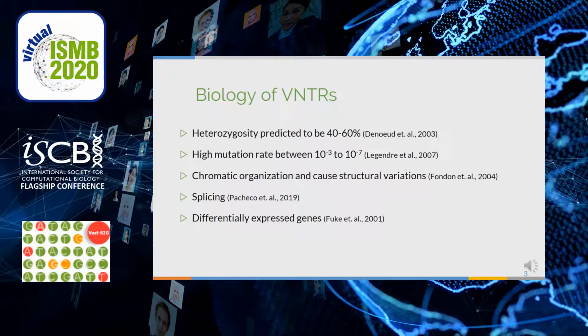VNTRs are predicted to have heterozygosity between 40 to 60%. They have a high mutation rate, between 10 to the minus 3 and 10 to the minus 7. As a reference, the mutation rate of SNPs is 10 to the minus 9. It has been shown in the literature that they can affect chromatin organization and cause structural variations. VNTRs that occur inside introns may affect alternative splicing, and the VNTRs inside the promoter regions can affect the expression of the genes.